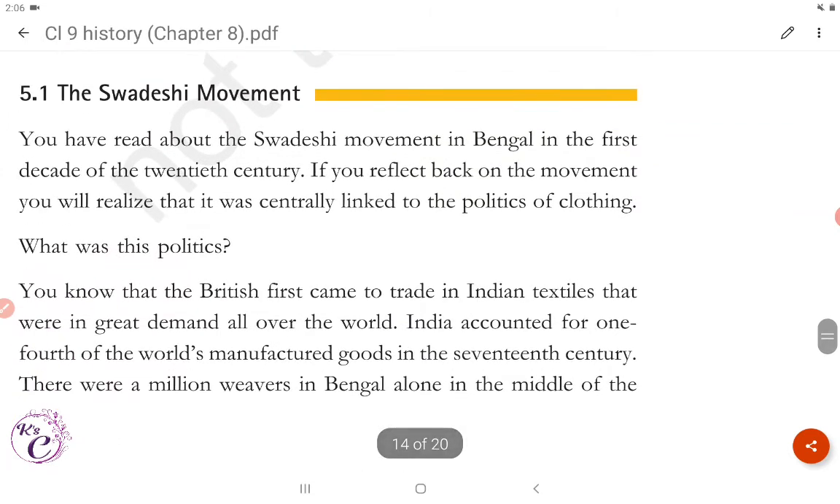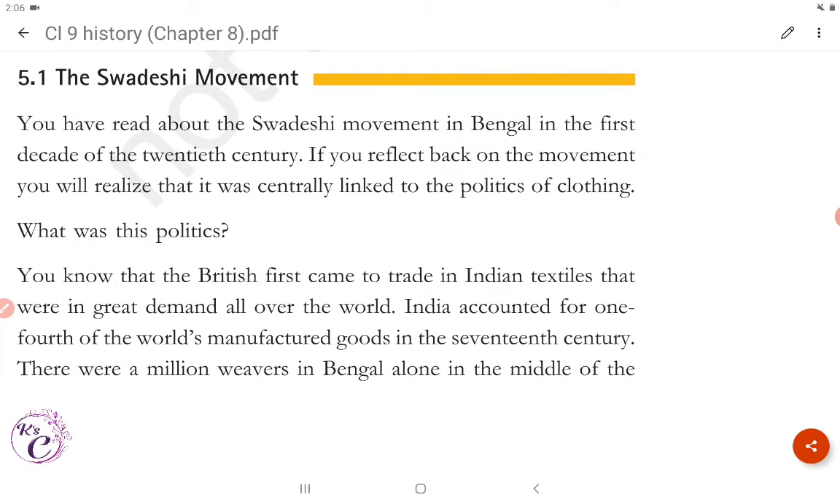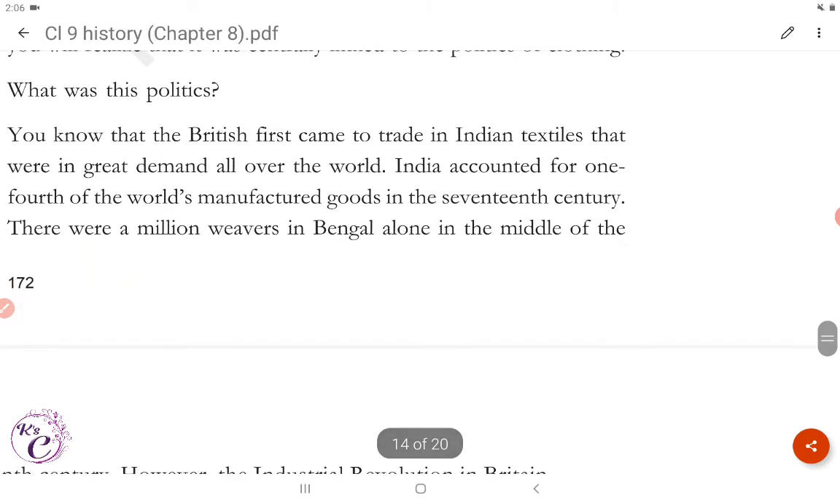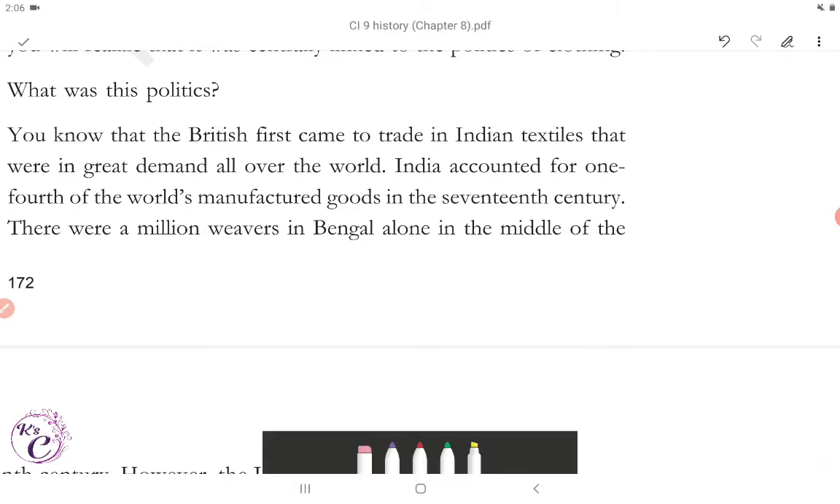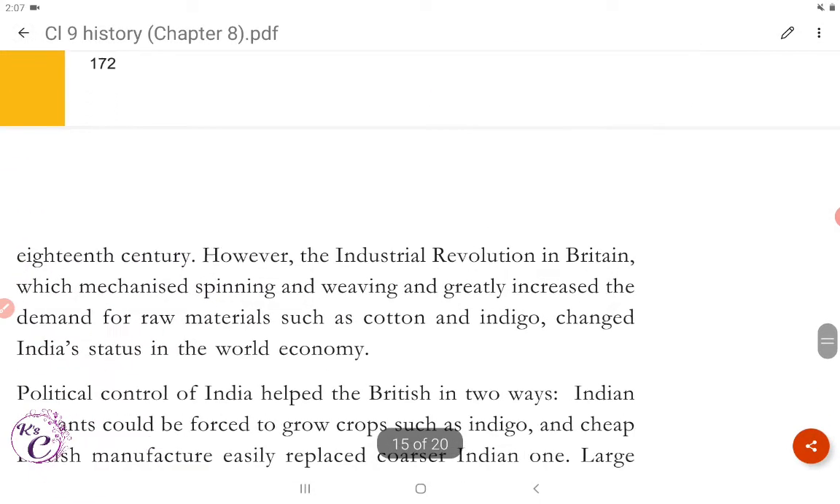5.1 The Swadeshi Movement. You have read about the Swadeshi movement in Bengal in the first decade of the 20th century. If you reflect back on the movement, you will realize that it was centrally linked to the politics of clothing. What was this politics? You know that the British first came to trade in Indian textiles that were in great demand all over the world. India accounted for one-fourth of the world's manufactured goods in the 17th century. There were 1 million weavers in Bengal alone in the middle of the 18th century.